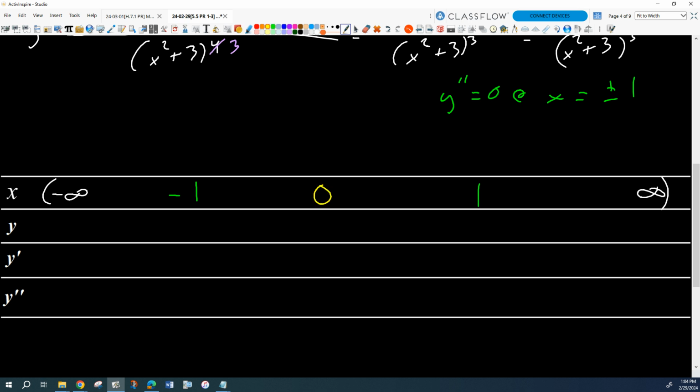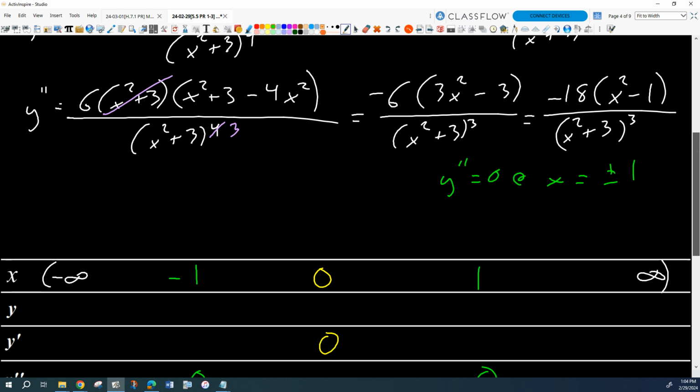Okay, so what goes with zero? Zero for the first derivative. And then for the other ones, the double derivatives, they have zeros right there. Okay, good. Now can we plug zero into the second derivative? Okay, so the sign of the second derivative at zero, I want to know.